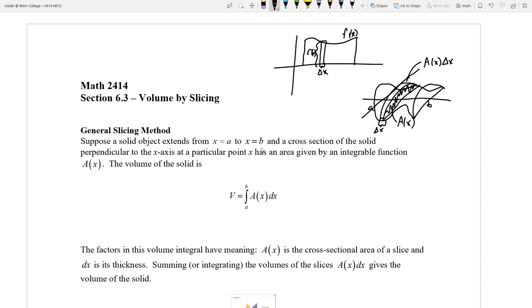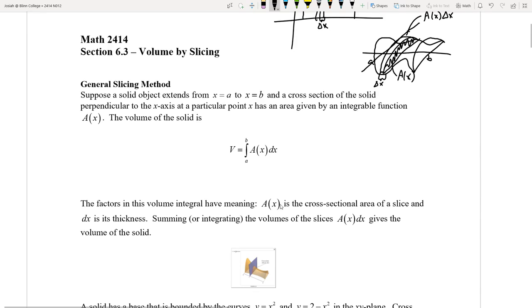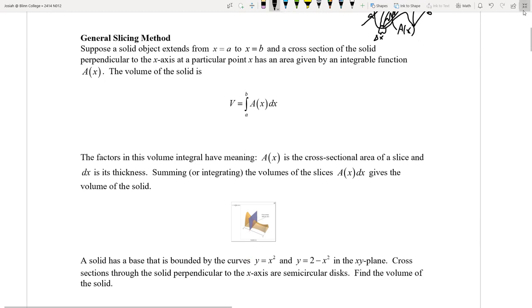Right? And the cross section has to be known. It's got to be an integrable function, and typically it's going to have to be something that we can actually deal with, as in we can find the area of it. So something like maybe a rectangle, a square, a semicircle, something like that. Something that we know the area of. And so we can integrate the area from a to b, and that does this process. All right, so A of x, cross-sectional area, dx is the thickness. Right, so we'll go ahead and take a look at this image here.